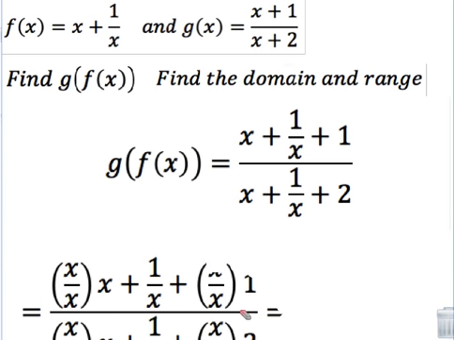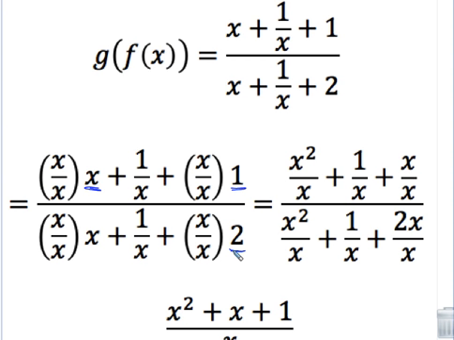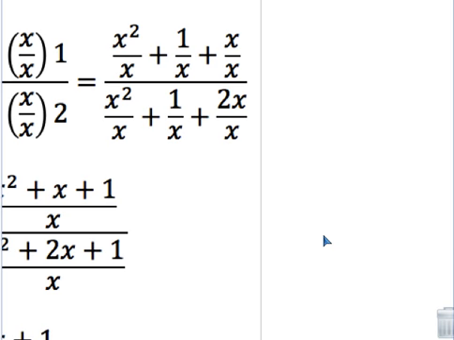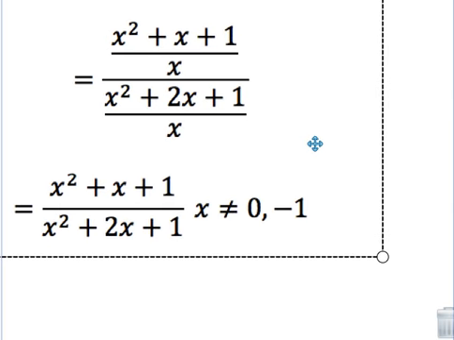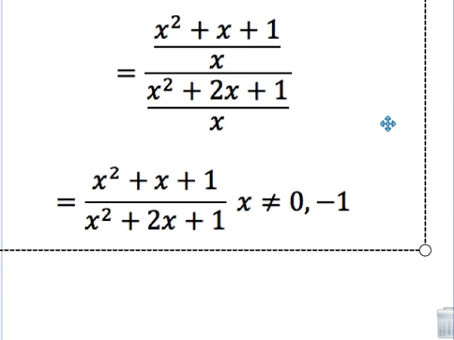So this x is multiplied by x over x, this 1 is multiplied by x over x, the 2 and this x are multiplied by x over x. Notice I don't have to multiply these fractions because they already have x in the denominator. Once I multiply everything, I'm going to have this situation here. Now they all have common denominators. I can combine like terms, and I have this situation.